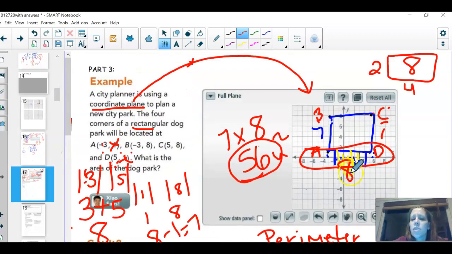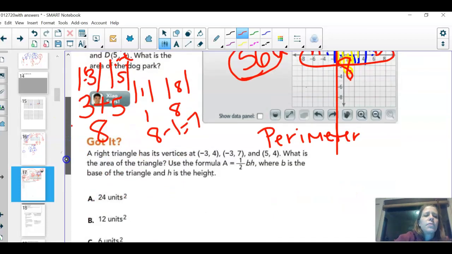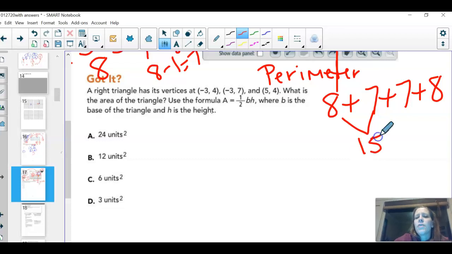Y entonces este es 8, y entonces este es 8. If this is 8, this is 8. If this is 7, this is 7. Si este es 7, este es 7. Okay, so now I would add them. 8 plus 7 plus 7 plus 8. 8 plus 7 is 15.